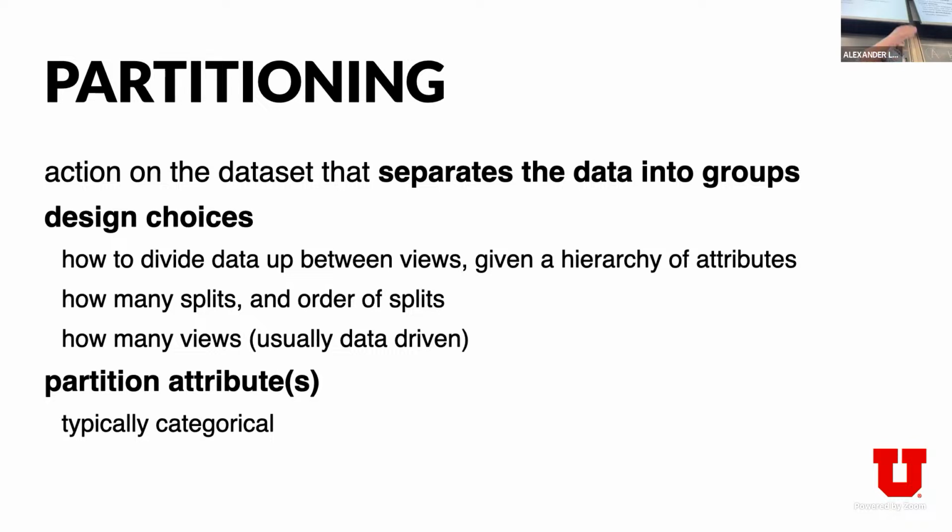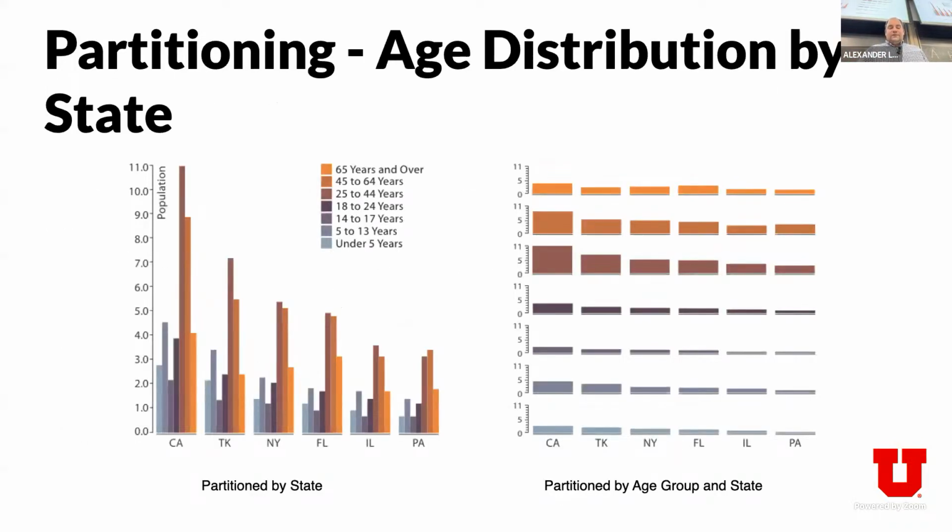If you're thinking in programming terms, it would be some group by, right? And you have a lot of design choices if you group by. You can choose how to divide data up between views. For example, given a hierarchy of attributes, you can choose the splits and the order of splits, and you can also choose how many views you have. And typically, something like this is data driven. The attributes that you split by, that you group by, are typically categorical, but you could also take some numerical vector and bin it, and then create categories from it, and group by that.